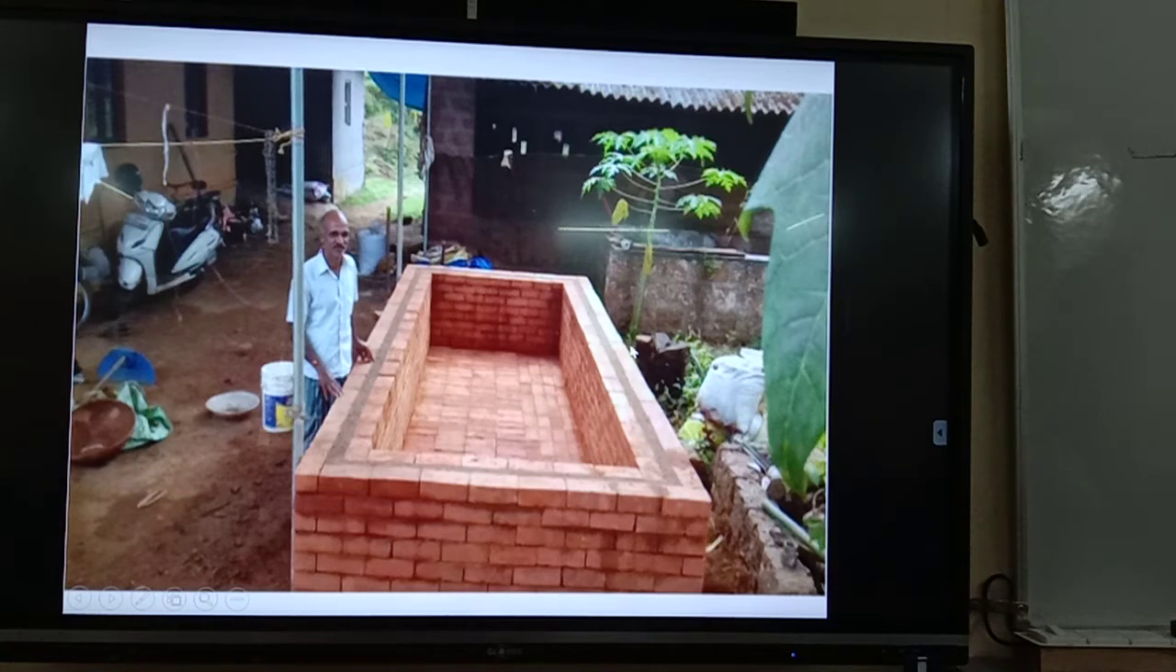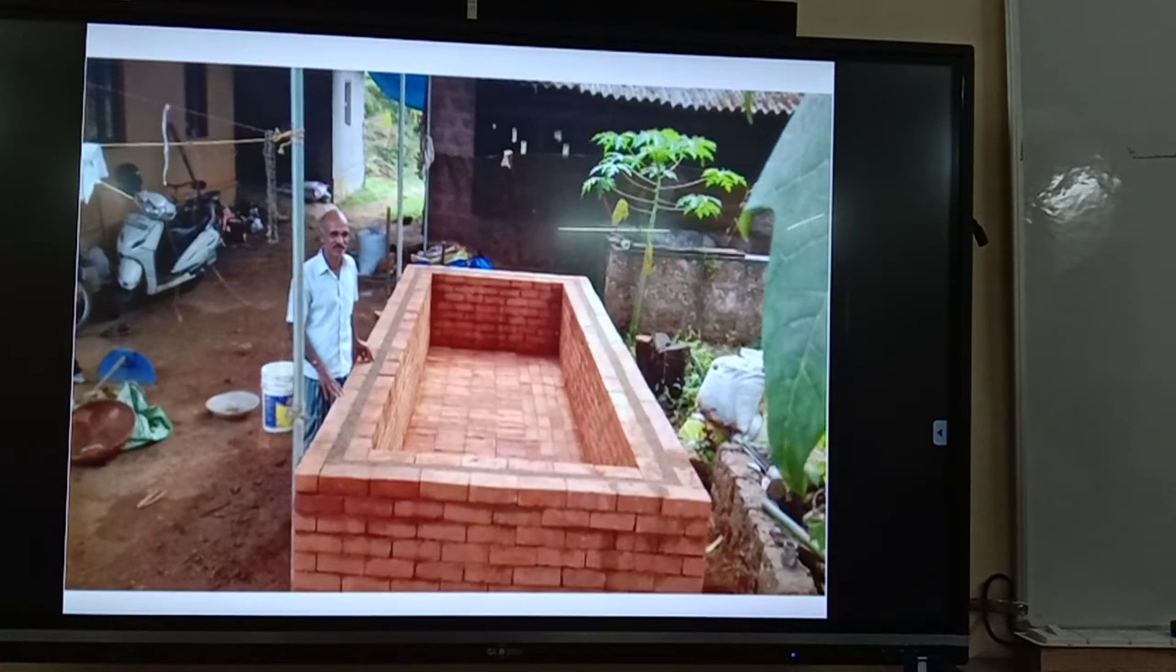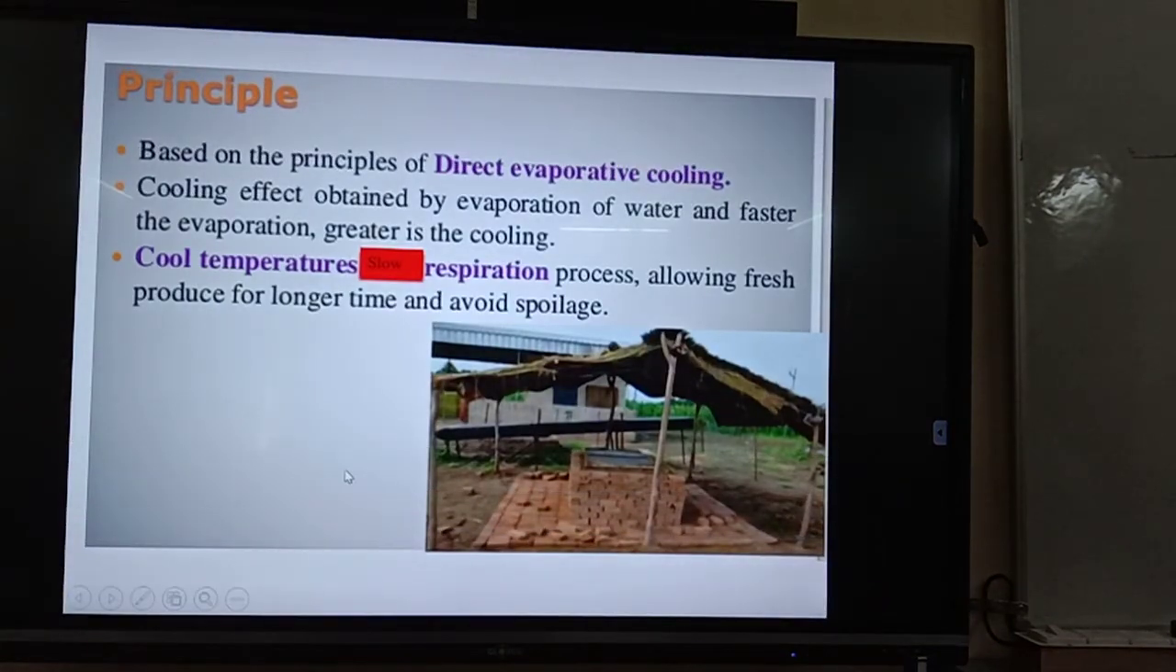After that we put certain structures like this one, the water tanks, and this water tank is used for the wetting of this gravel sand. With the help of wetting the gravel sand we can easily reduce the temperature in our zero energy cool chamber without the application of any kind of electricity or any device. So this one is the zero energy cool chamber. With the help of this we can keep our produce for a longer duration.